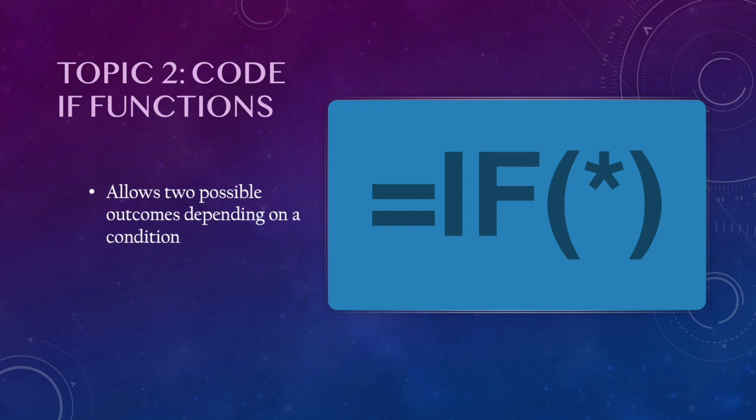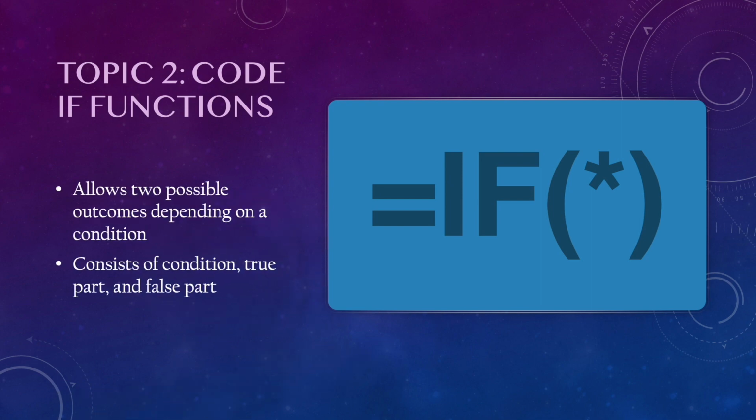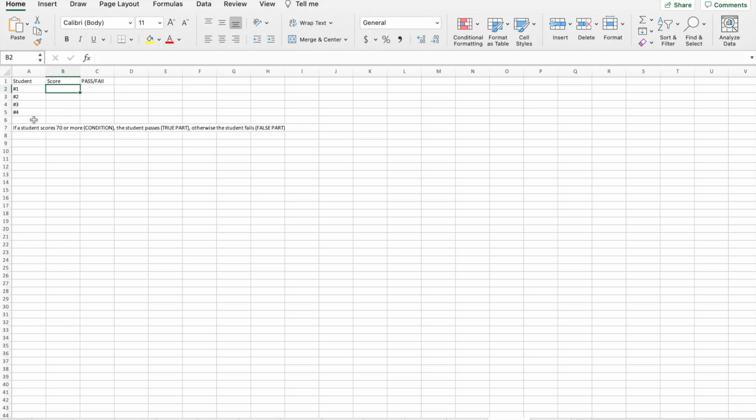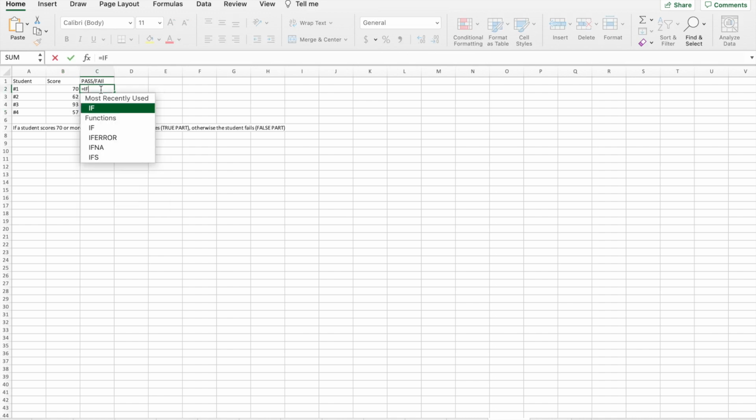To code if functions, you need to have the equal sign and the IF, and write the condition, the true part, and the false part inside the parentheses. It allows you to have two possible outcomes. The example I'm using is if a student scores 70 or more, which is the condition, the student passes, which is the true part, otherwise the student fails.